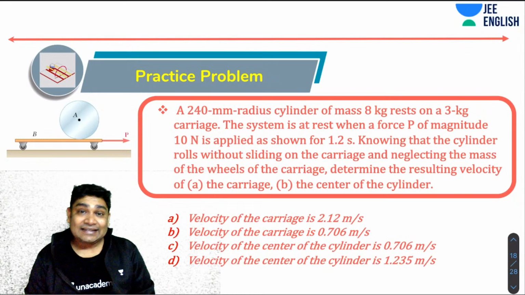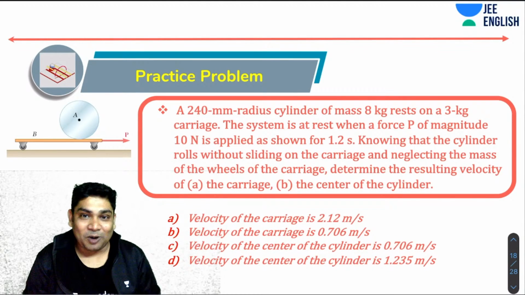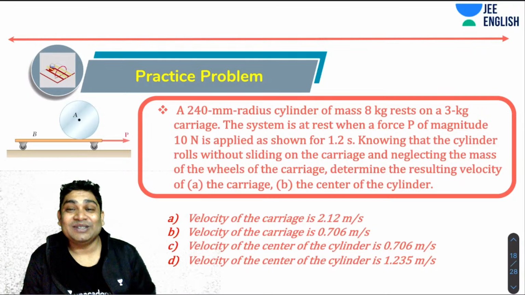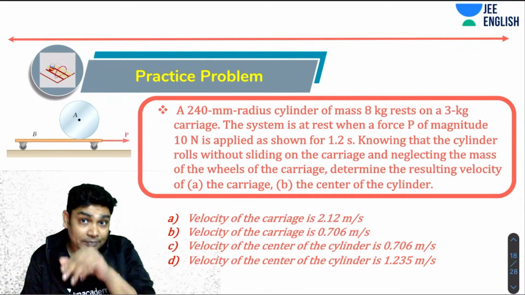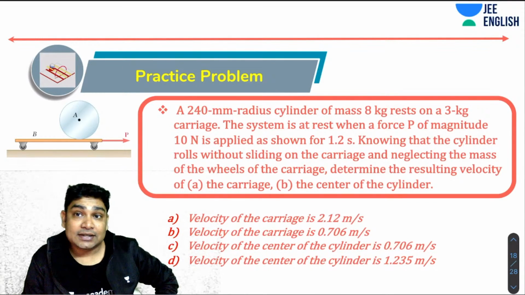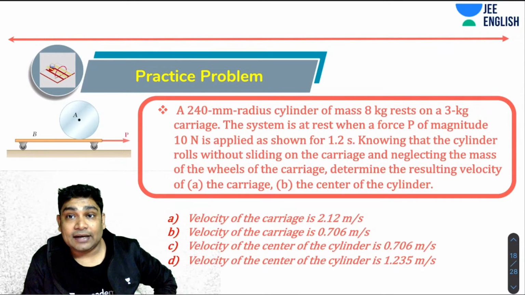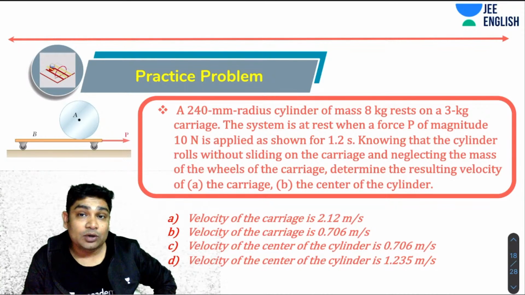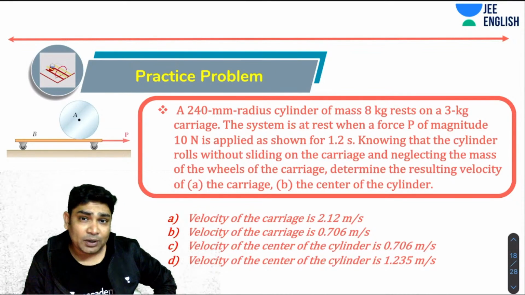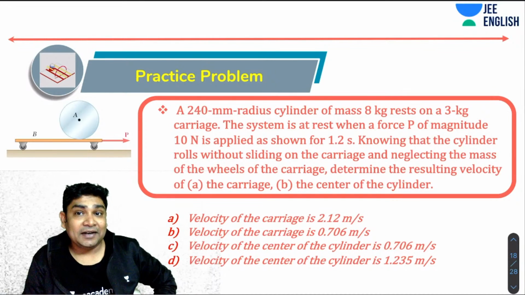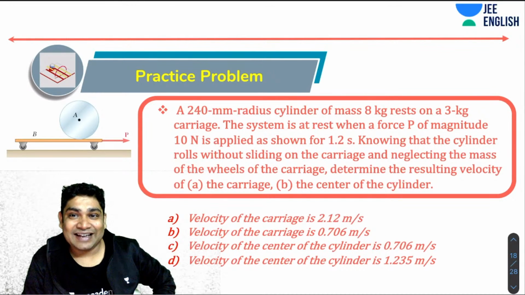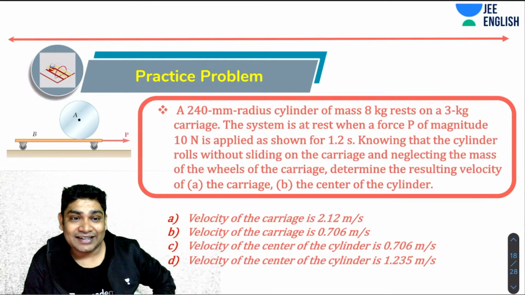All right. So here is a simple looking problem maybe. Let's try this. A cylinder of 240 mm radius and mass 8 kg rests on a 3 kg carriage. The system is at rest when a force P of magnitude 10 newtons is applied as shown for 1.2 seconds. Knowing that the cylinder rolls without sliding on the carriage and neglecting the mass of the wheels of the carriage, determine the resulting velocity of the carriage and the center of the cylinder. And here are your options. So try this.